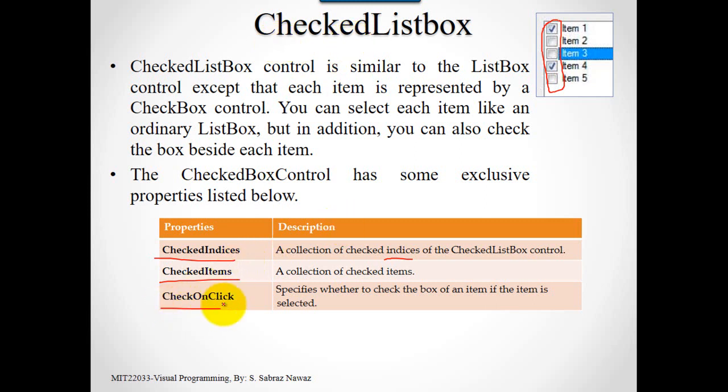Check on click means that when you click on an item once, the item is selected, but the checkbox is not checked. If you click it again, it becomes checked. If you set this property to true, when you click only one time, it automatically selects as well as checks. So that's the meaning of the check on click property.